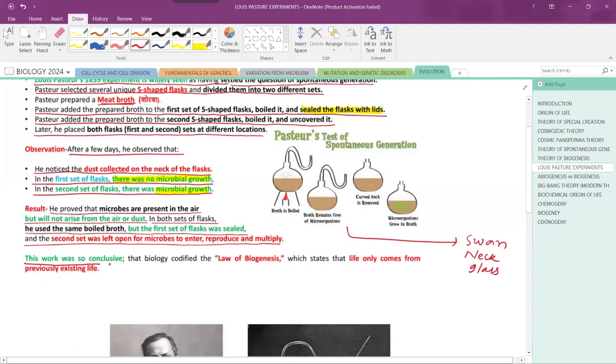This work was so conclusive that biology confirmed the law of biogenesis, which states that life only comes from previously existing life. So these two experiments support the theory of biogenesis and also disprove the theory of abiogenesis.